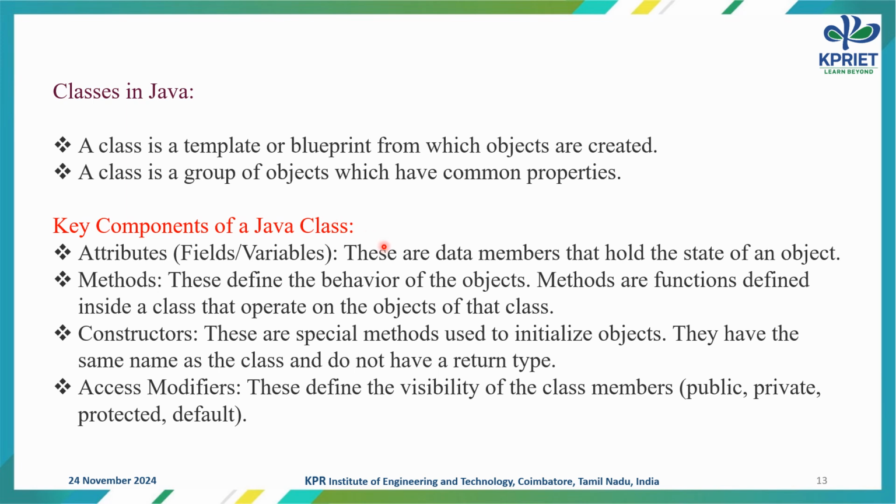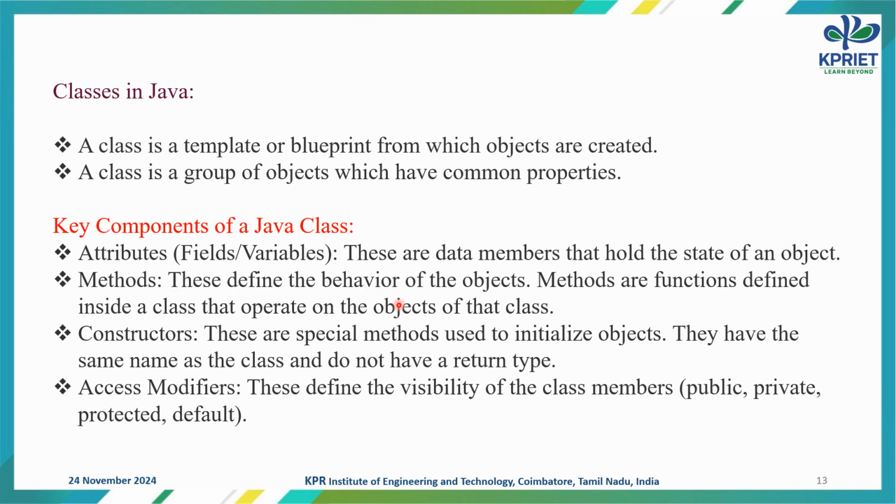In a class we have four simple key components. First one is attribute, next methods, third one is constructor, and fourth one is access modifier. What is an attribute? An attribute is nothing but data members that hold the state of the object. It is also called a field or variable. Next, methods. A method defines the behavior of the object. What that object is going to perform will be defined in the method.